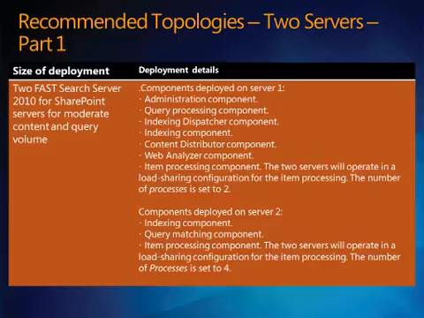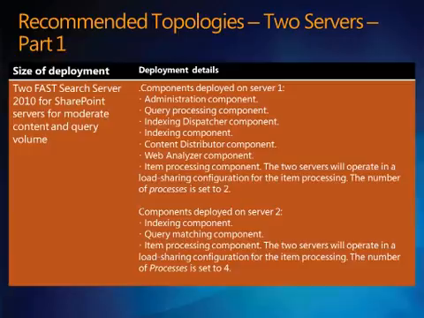The recommended topologies for two servers. You would use two FAST Search Server 2010 for SharePoint servers for moderate content and query volume. The components deployed on server 1 would be the administration component, the query processing component, the indexing dispatcher component, the indexing component, the content distributor component, the web analyzer component, and the item processing component.